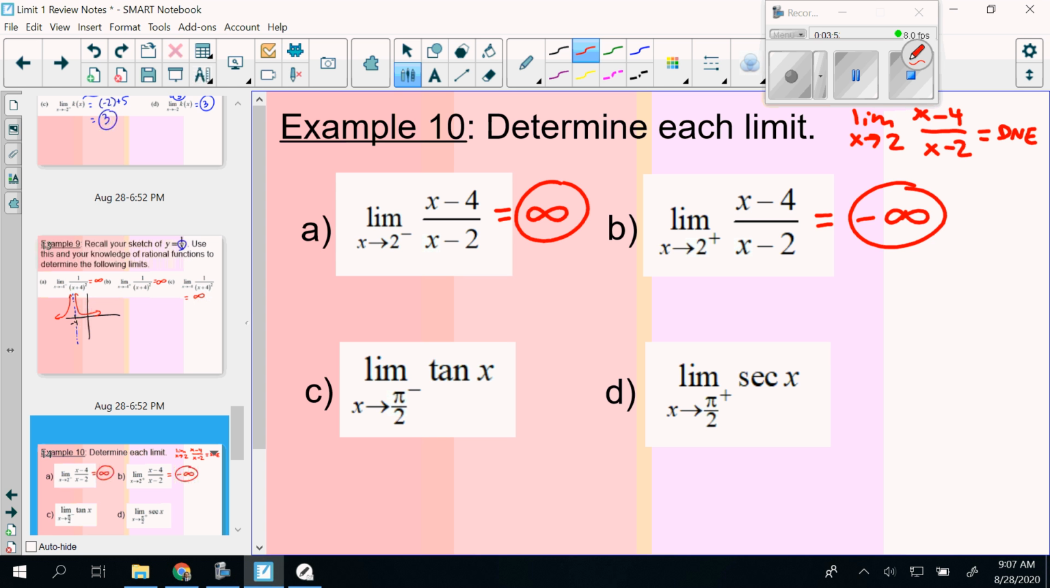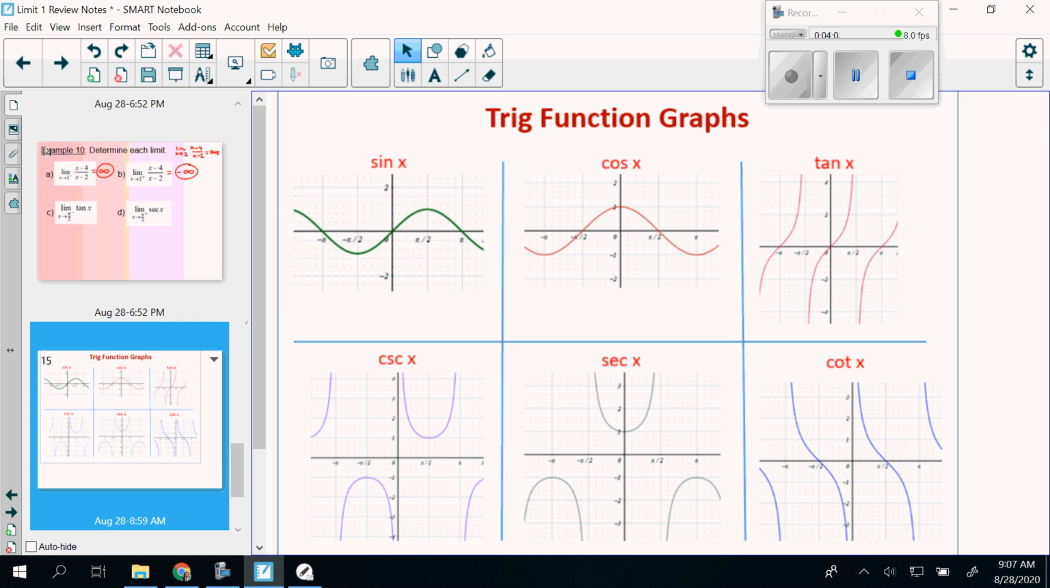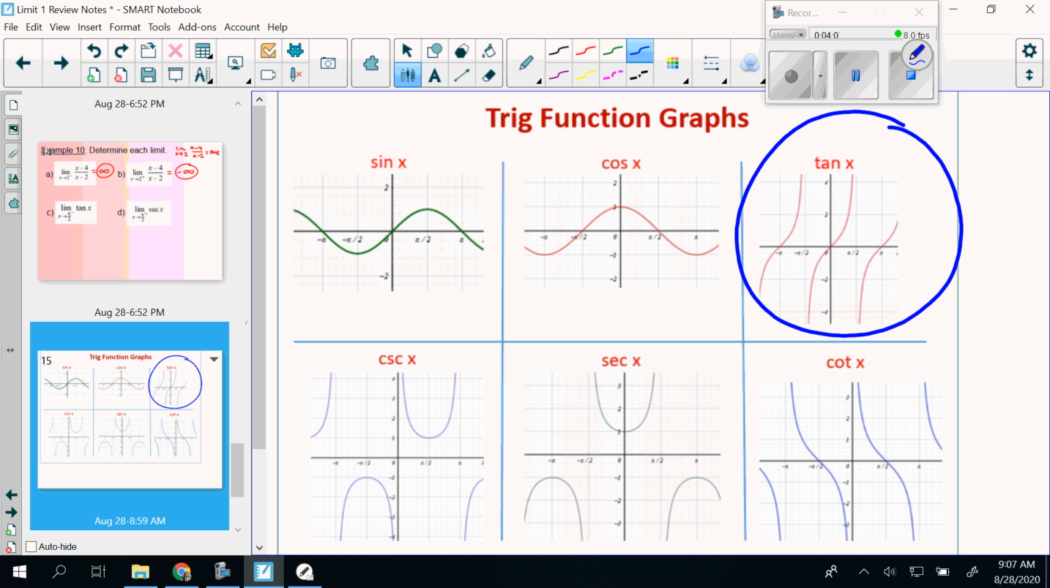What about the limit as x approaches pi over 2 from the left of the tangent graph? Well, remember we've looked at, in previous years, these trig function graphs. So if we're looking at the tangent graph here, as we approach pi over 2 from the left, what's our graph doing here? There is an asymptote at pi over 2 on the tangent graph, so this is approaching positive infinity here.